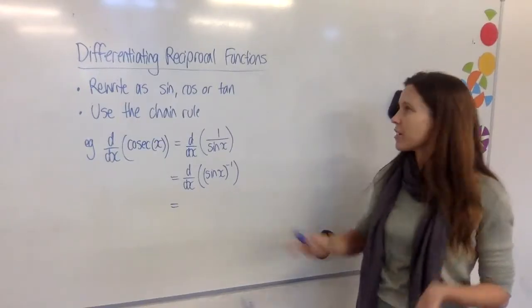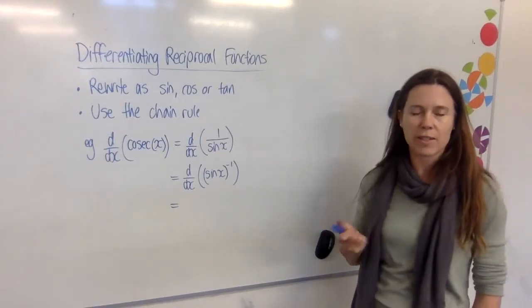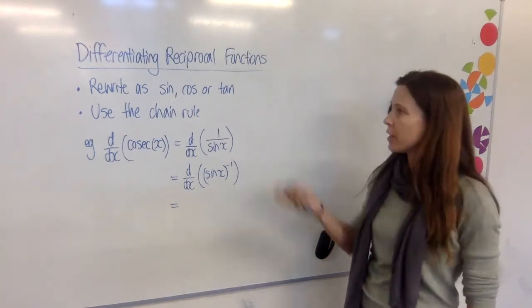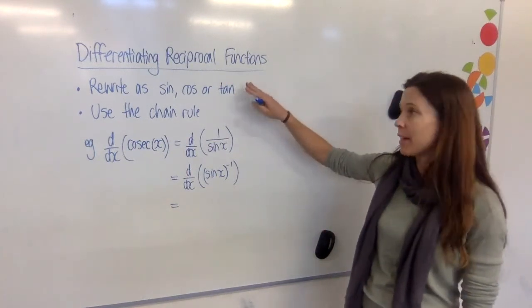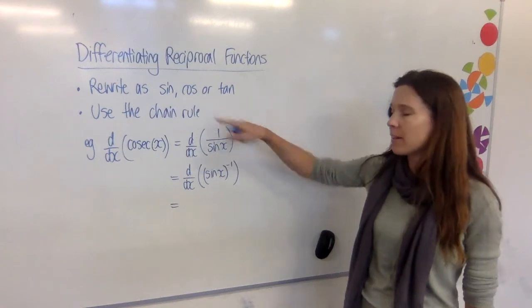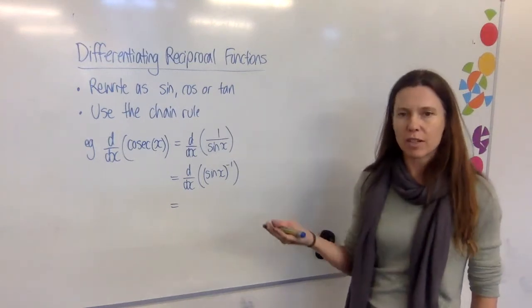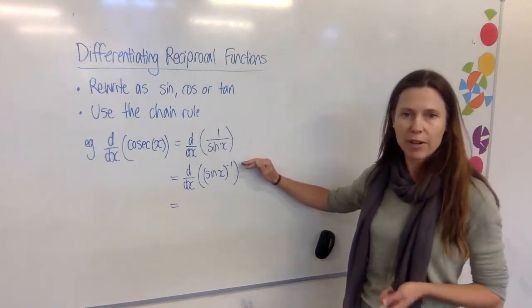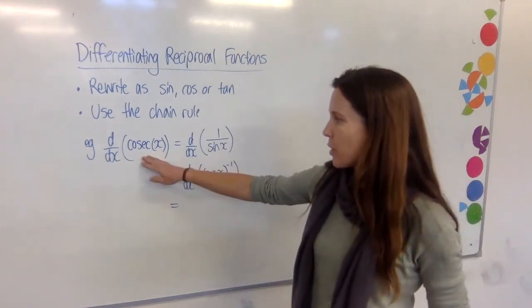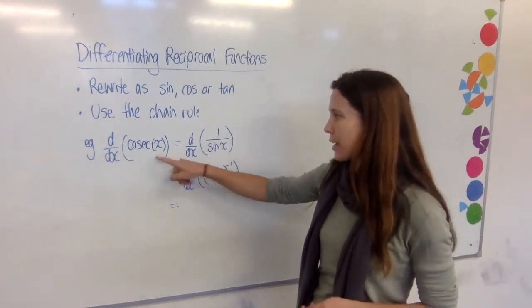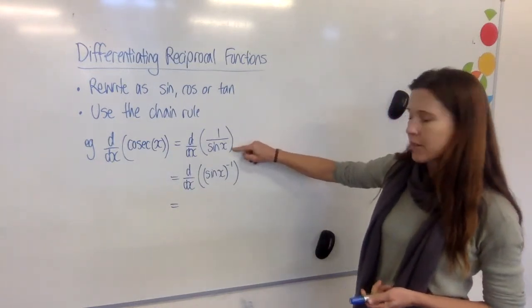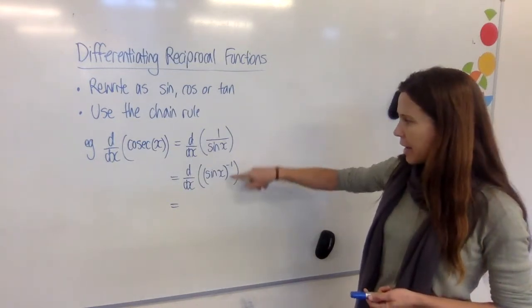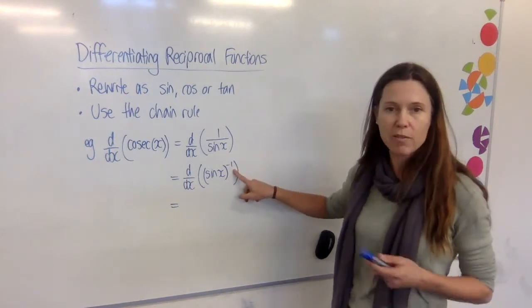Now, if you wanted to differentiate one of the reciprocal functions like sec, cosec, or cot, here's my tip. Rewrite it as sine, cos, or tan of some angle, and then just use the chain rule on it. Don't need to memorize any of these things, but if you get a question like this, just take your time and rewrite it in some steps. So for example here, if we want to differentiate cosec x, rewrite it as 1 over sine x, then rewrite that again as sine x to the power of minus 1.